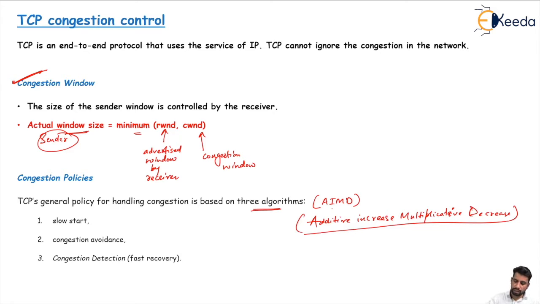Here we have mainly three policies. One is slow start, second is congestion avoidance, and third is congestion detection, which we also call fast recovery. Let's see all these one by one, and we will see how congestion is controlled by these particular policies or algorithms.